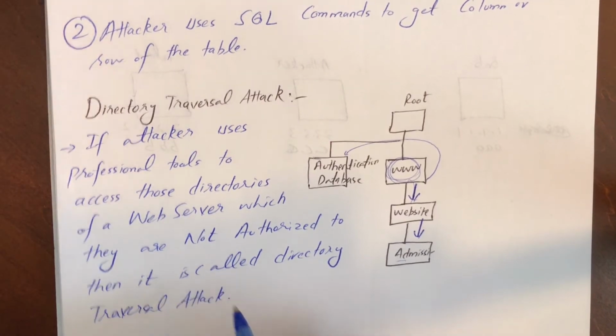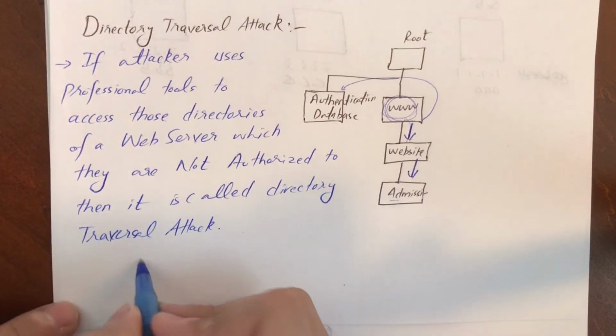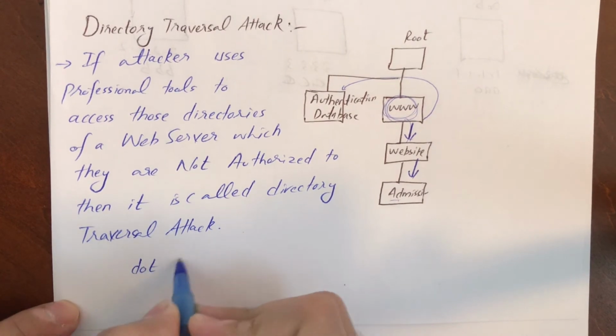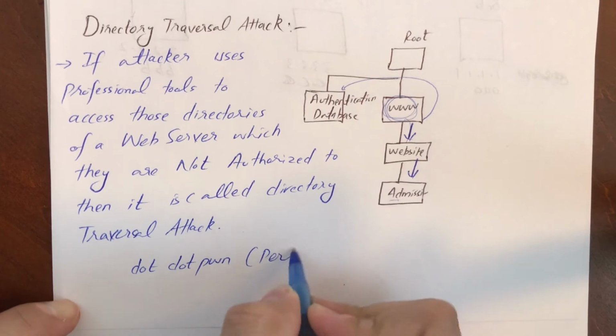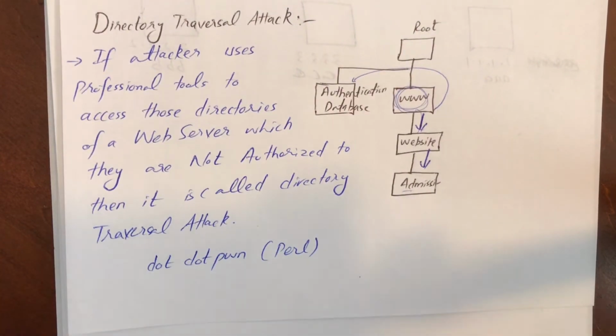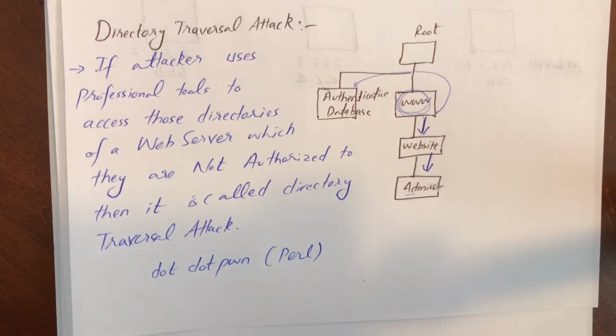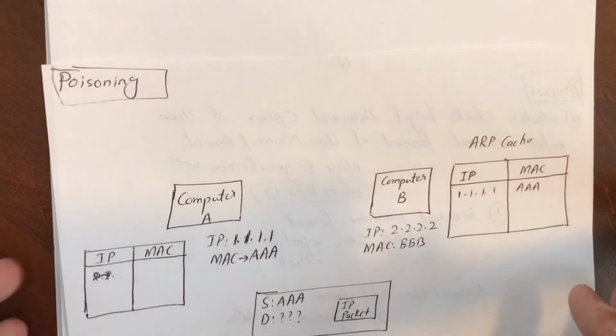And the most widely used tool for directory traversal is the .pwn, which uses the Perl programming language, in fact. That's the most widely used tool, which still tries to exploit the vulnerabilities of the web servers. Next, the last item for today, is poisoning.